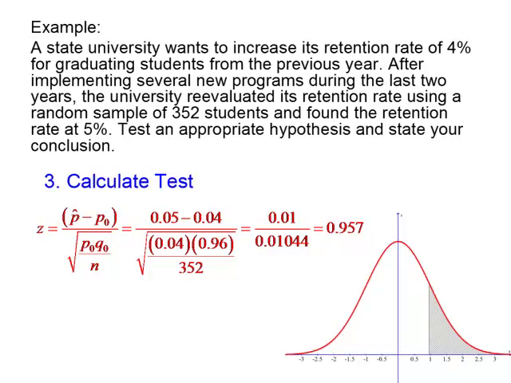So we draw our normal model. Since our alternative is a greater than, we're going to shade everything to the right of our z-value. Finding the probability using normal CDF, we get 0.169. Since our p-value is a conditional probability, we write it as the probability that p hat equals 0.05 given that p equals 0.04 is equal to 0.169.